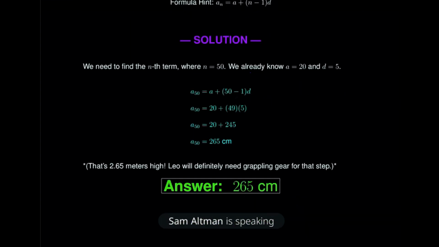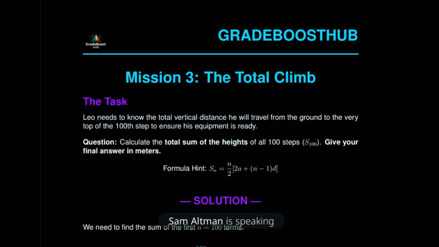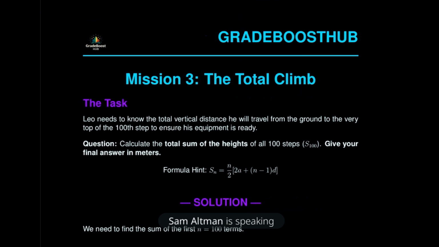Let's help Leo in mission 3, the total climb. Leo needs to know the vertical distance he will travel from the ground to the very top of the 100th step to ensure his equipment is ready, right? Planning is really necessary. Like when we go for hiking, we move with a plan, with a certain schedule.